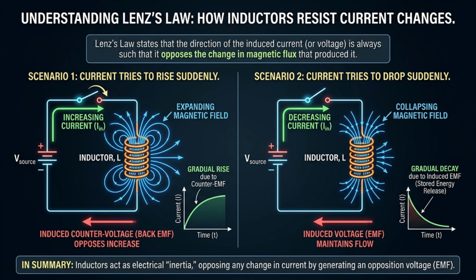As a result, inductors naturally prevent abrupt changes in current. If the current tries to rise suddenly, the inductor generates a countervoltage that slows the increase. If the current tries to drop suddenly, it releases stored energy to maintain flow.